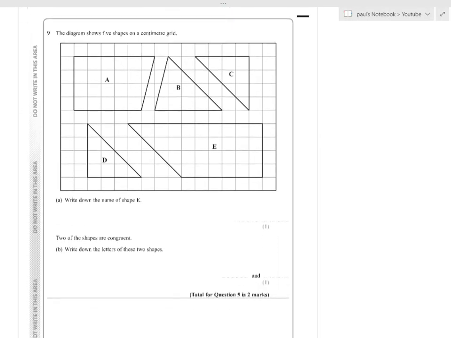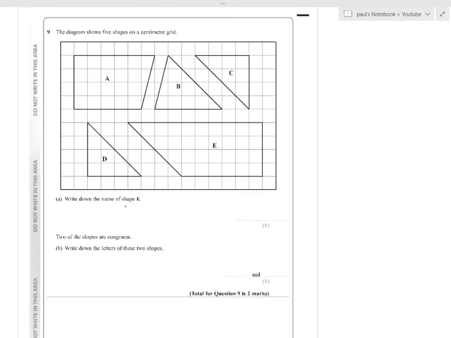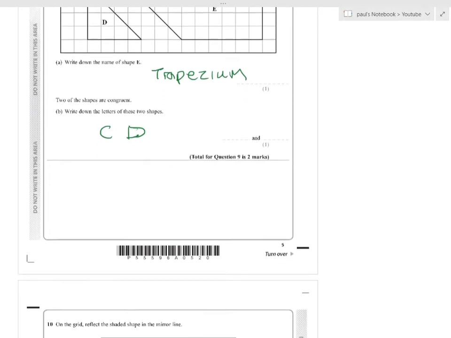Okay. Oh, what's this going on now? Write down the name of shape E. There. Shape E is a trapezium. 2 of the shapes are congruent. That means they're the same. Write down the letters. C and D look the same, don't they? C and D look the same. Just back to front, upside down, but it's still congruent.